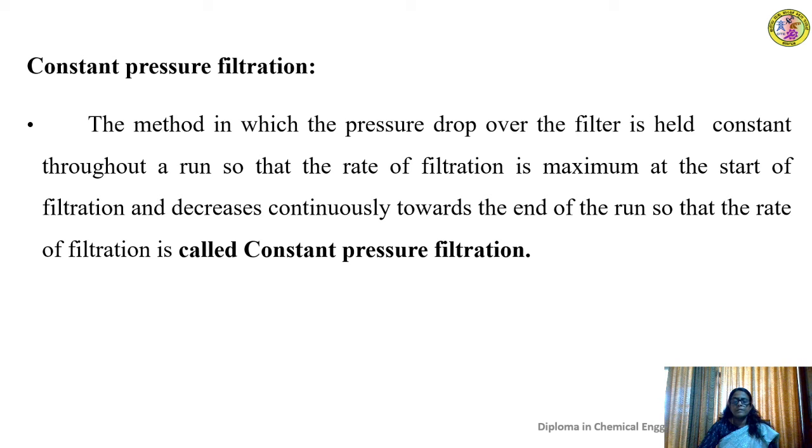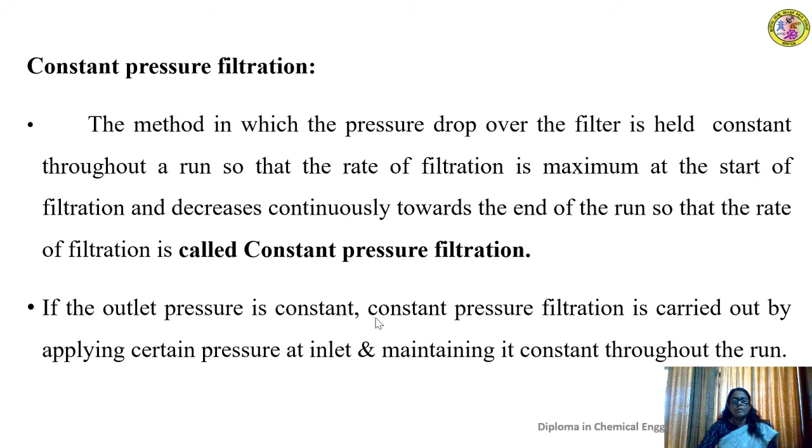So the pressure drop will be applied in such a way that maximum rate is achieved at the beginning. If filtration is carried out in this manner, it's called constant pressure filtration. If the outlet pressure is constant, the constant pressure filtration is carried out by applying a certain inlet pressure and maintaining that pressure throughout the run of the filtration operation. So that is how we can carry out constant pressure filtration.